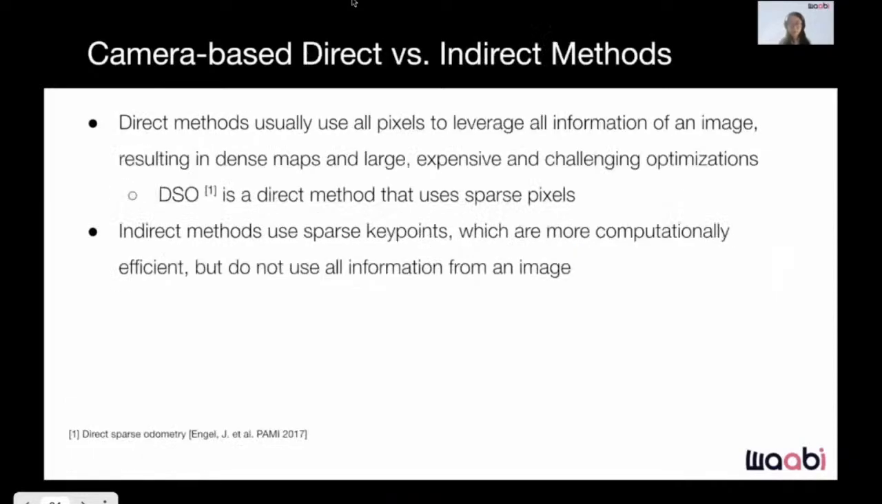Generally speaking, direct methods usually use all pixels to leverage all information of an image, which can lead to dense maps and large, expensive, and challenging optimizations that oftentimes require good initializations to converge to optimal solutions. However, it is worth pointing out that there exist direct methods, such as DSO, that use sparse pixels to reduce computational costs. On the other hand, indirect methods typically use sparse key points, which are more computationally efficient. However, the sparse key points do not leverage all information from an image, which might result in inaccurate estimates.